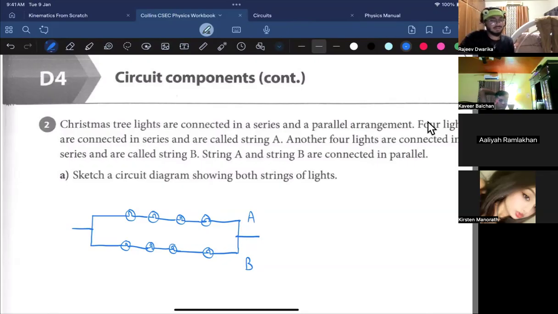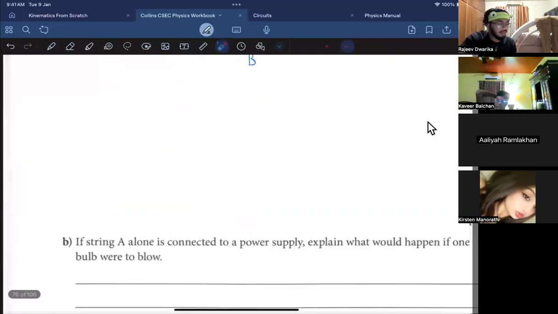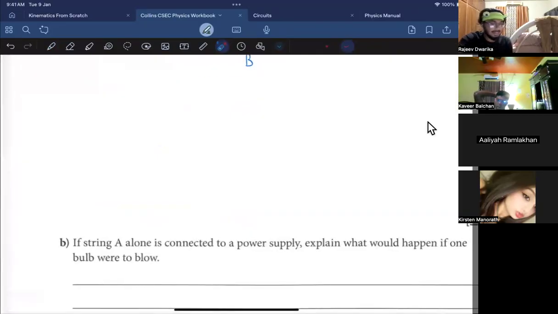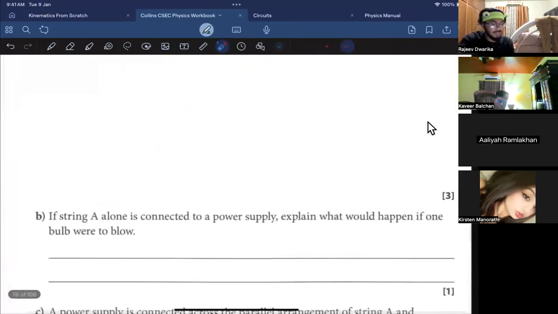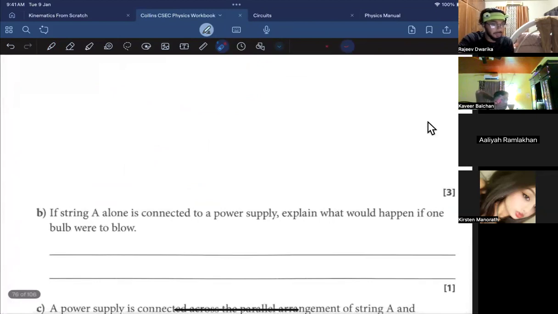Ali, are you confused by that? So they're saying I have string A. String A is just 4 lights in series, and string B is 4 lights in series, and we connect it in parallel. Am I confused by that? No. If string A alone is connected to a power supply, explain what would happen if one bulb were to blow.